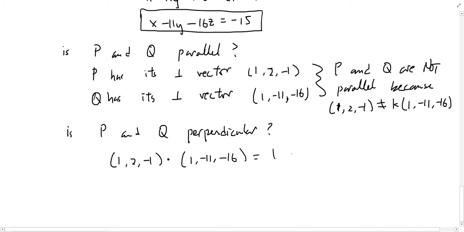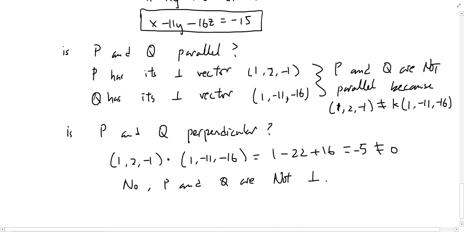Well, that looked like 1 minus 22 plus 16. And that comes out to be negative 5, which is not 0. So therefore I can say no, P and Q are not perpendicular to each other.